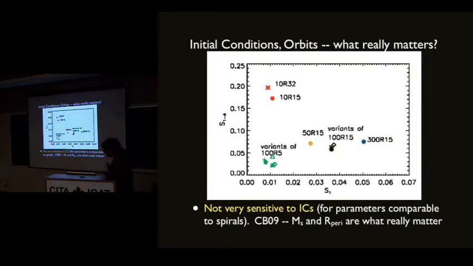Is that because of the high gas fraction of the spiral, the galaxy on its own won't develop this spiral?